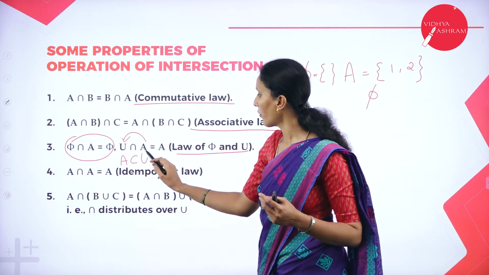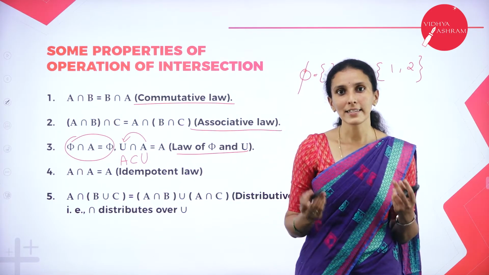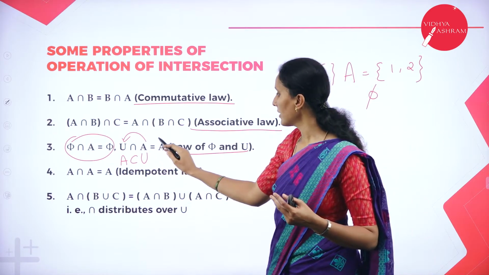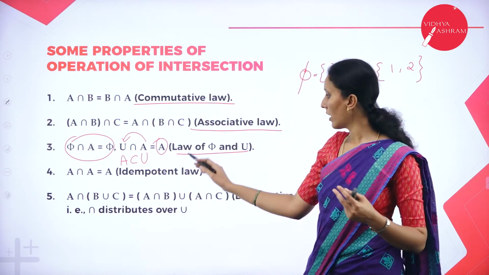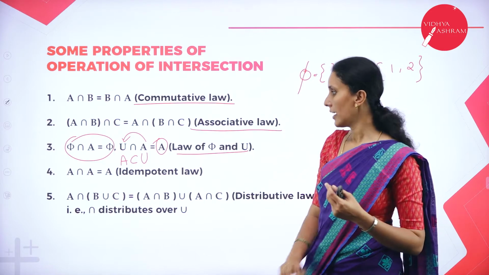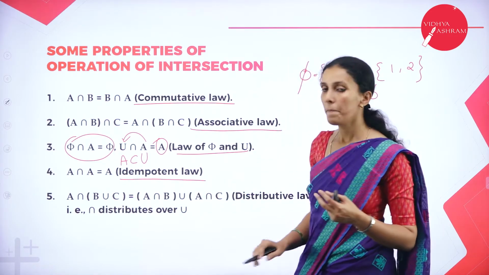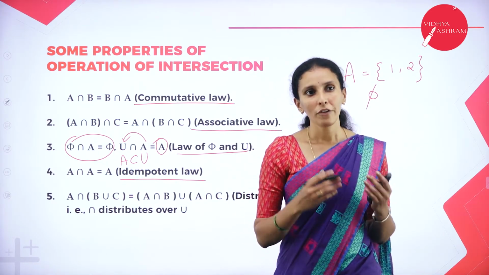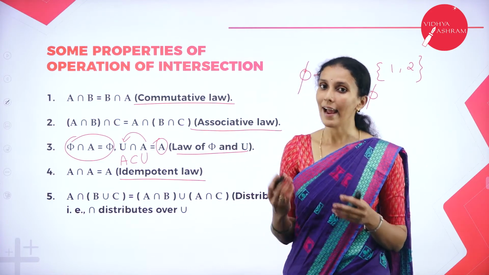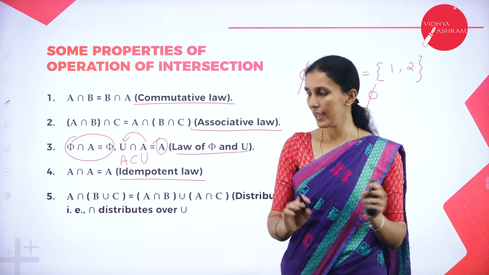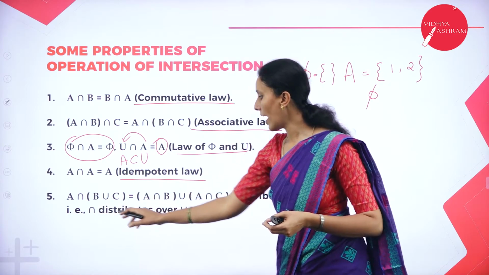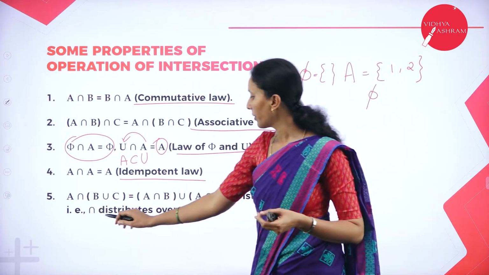A is a subset of U. So whenever A is a subset of U, their intersection is A itself. This is what the law of phi and U says. Next we have the idempotent law. Again, the union of the same set is the same set and the intersection of the same set is again the same set. Next we have one more law called the distributive law.